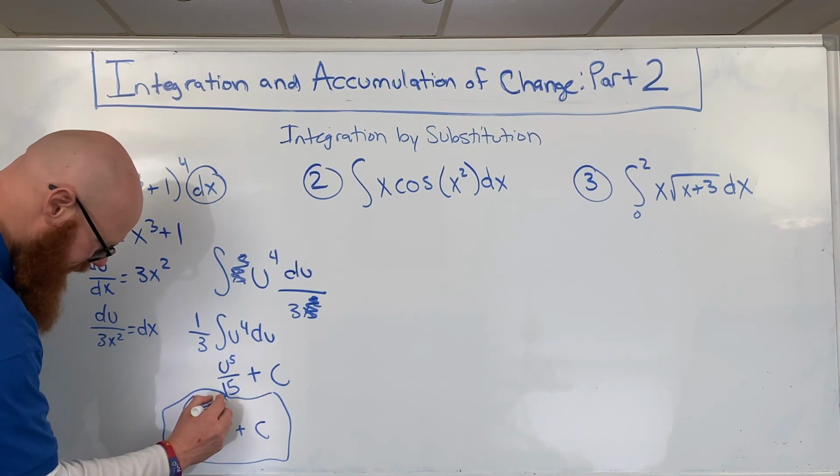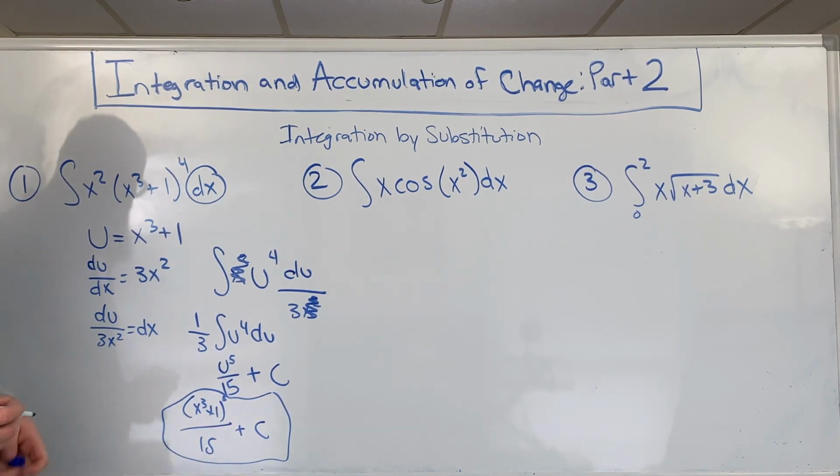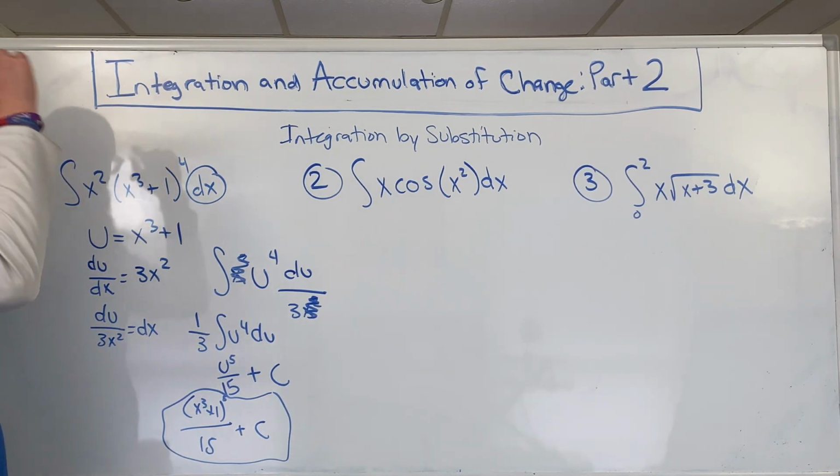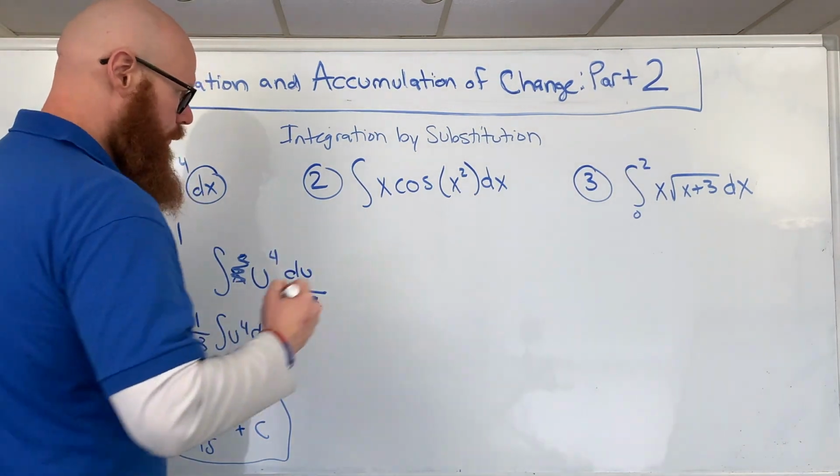Hopefully you can see that is a 5. So it's x cubed plus 1 to the 5th over 15 plus c. And that's our integral. So that is integration by substitution. Let's take a look at a different example for number 2.